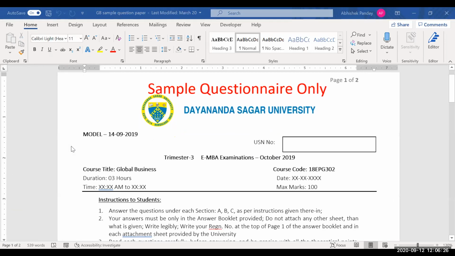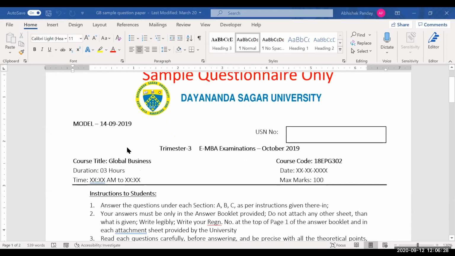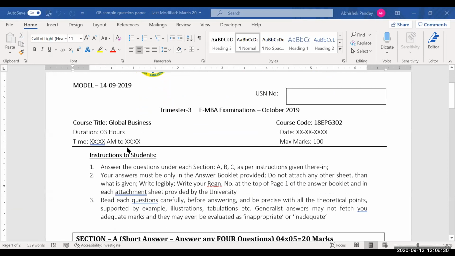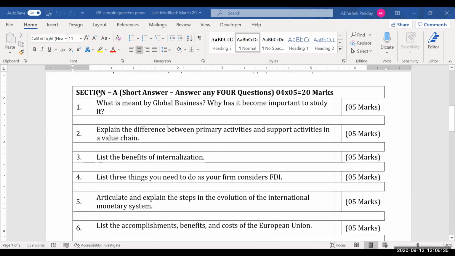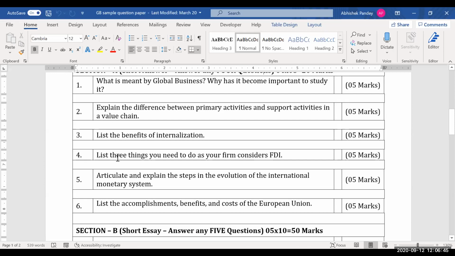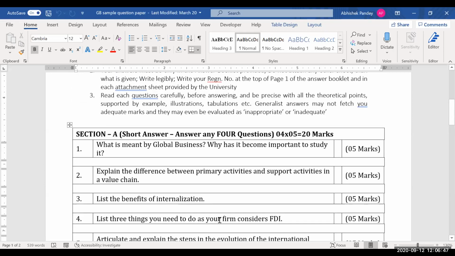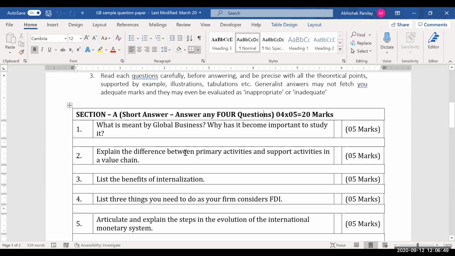Now, this is generally the format of the exam. There are 3 sections, A, B, C. You'll have short answers for the first section, that is 5 marks per question. You have to answer any 4 of the 6. Generally, you'll have 6 options. You can answer any 4, and that is 5 marks per question.